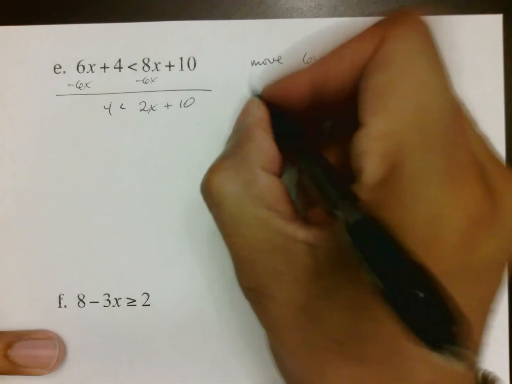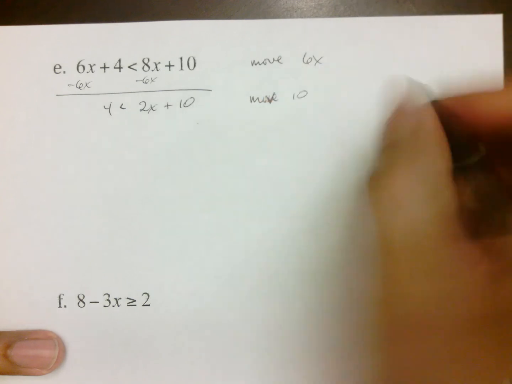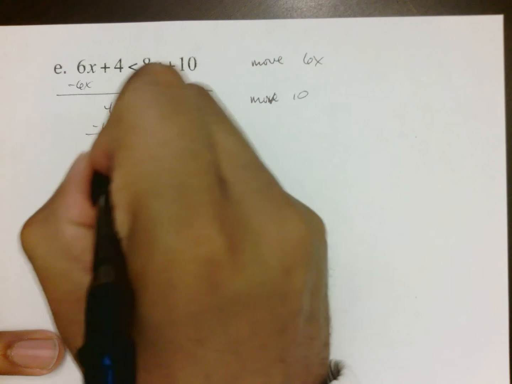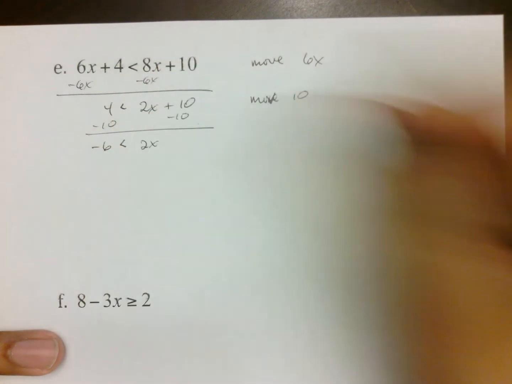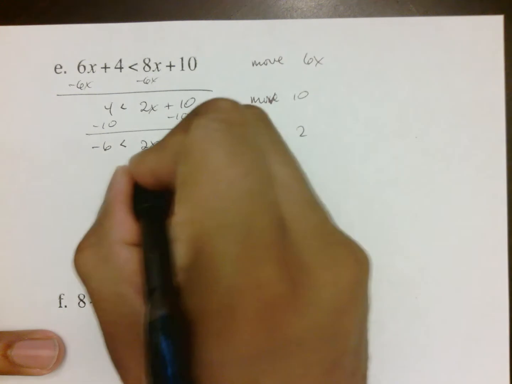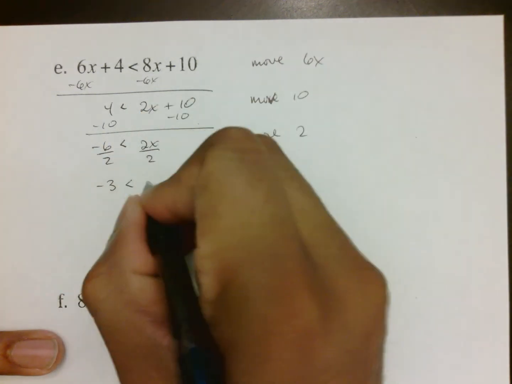4 comes down with 2x plus 10. Again, notice the sign is not a problem. Then we're going to move the 10 the way we've been taught to move the 10, which is to subtract 10. We get negative 6. The sign comes down, and 2x. Then we are going to move the 2, and just the 2, not the 2x. You divide by 2, you get negative 3 and x.